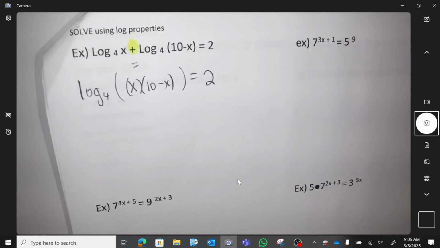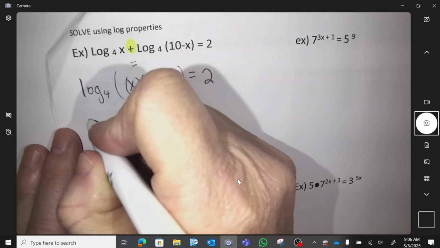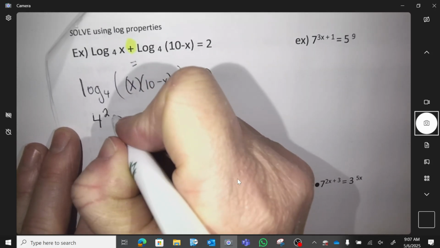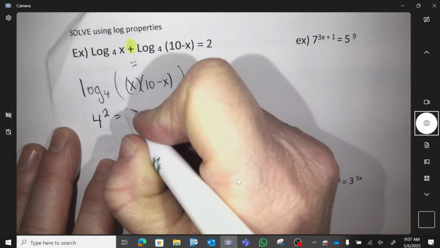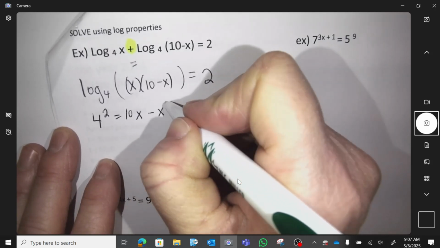Use your components. We have 3 components, right? We talk about bases, exponents, results. What should I do with that? I'm going to change the format, okay? This is in log format, so I'm going to change it to exponential. Can you write that out for me? What's the base to the exponent equals result? So the base to the exponent 2 equals the result.